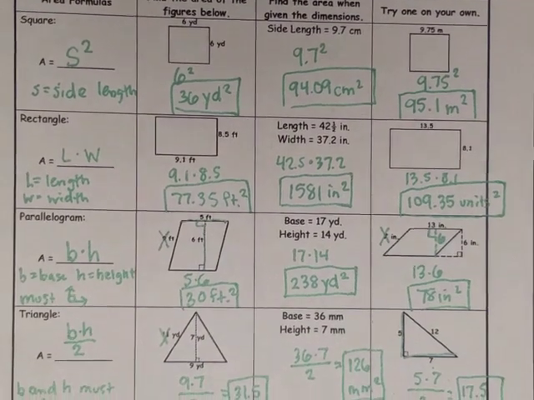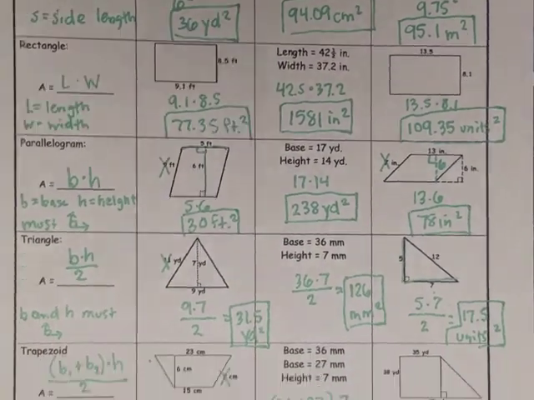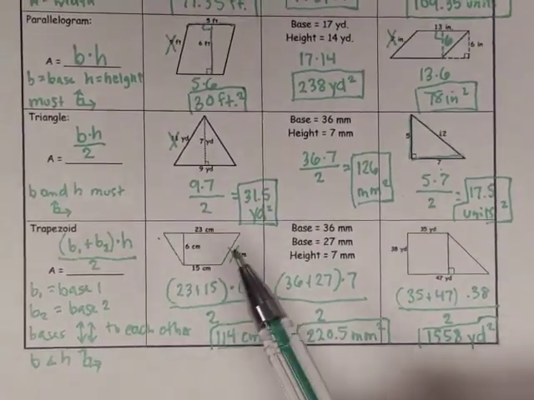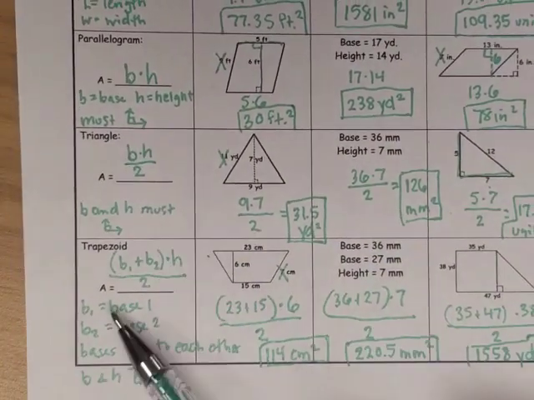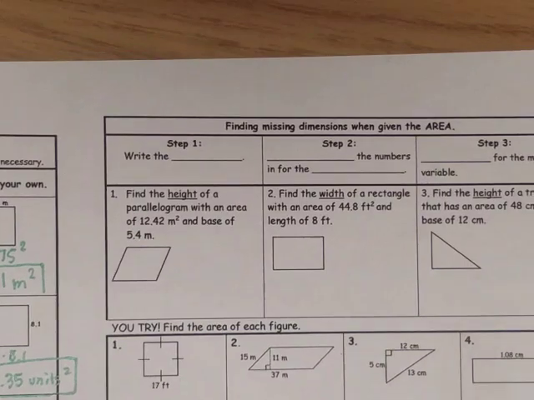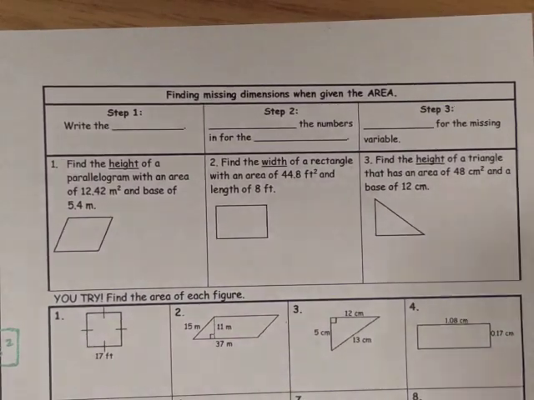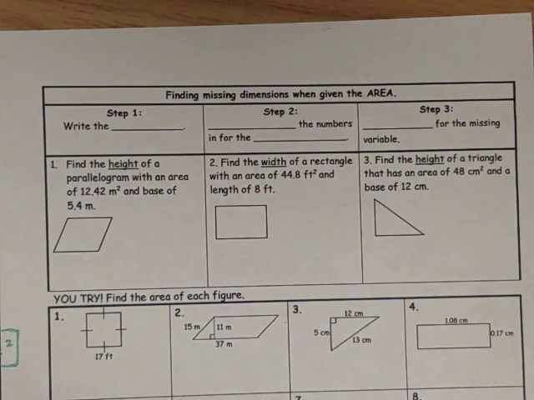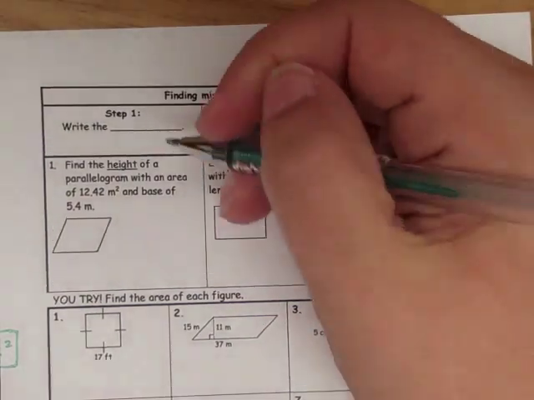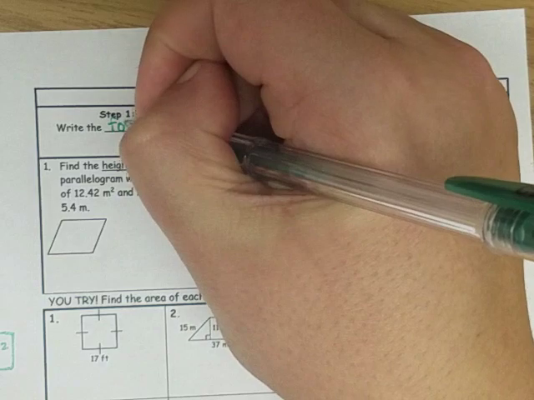We're going to add circles onto this tomorrow night, but for today, you're just going to be focusing on your squares, your rectangles, your parallelograms, triangles, and trapezoids. Let's go over here for one more thing. So what if there's missing dimensions? So if there's some missing dimensions, what we're going to want to do is we're going to want to write the formula.